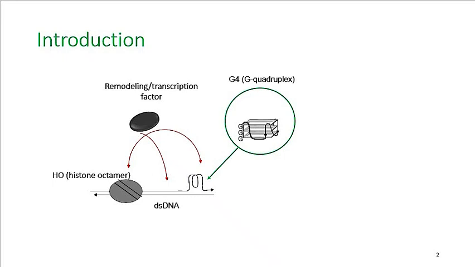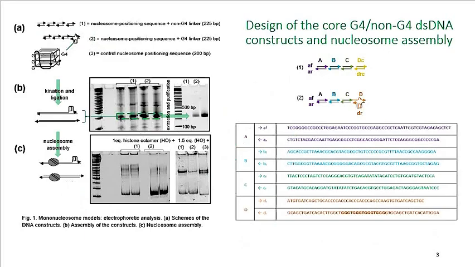We aim to obtain a simple model system for studies of G4 impact on nucleosome positioning and density, and designed double-strand DNA constructs that enable direct comparison of nucleosome assembly on G4 versus non-G4 core DNA.